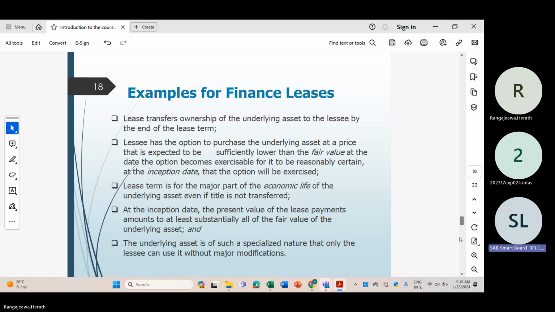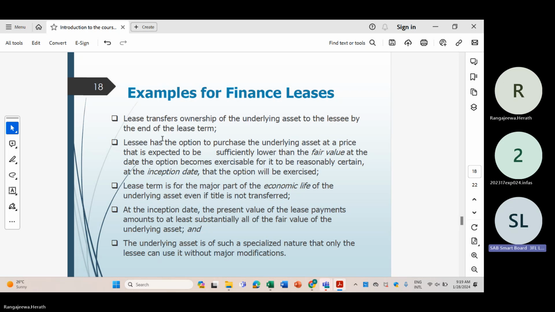In a practical lease agreement, you have some conditions. Looking at those conditions, we can identify whether risk and reward transfer, so whether it's a finance lease or operating lease. These are some examples where, if one of these conditions is there, the first condition for example, that means risk and reward transferred at the beginning of the lease, so it's a finance lease. These are examples. Lease transfers ownership of underlying asset to lessee by end of the lease term.